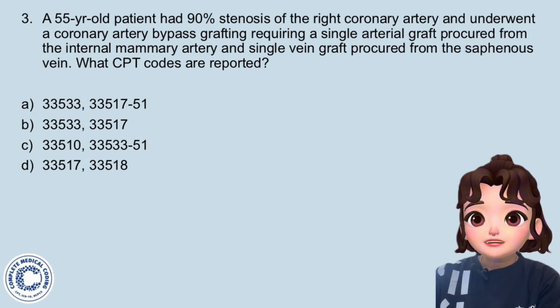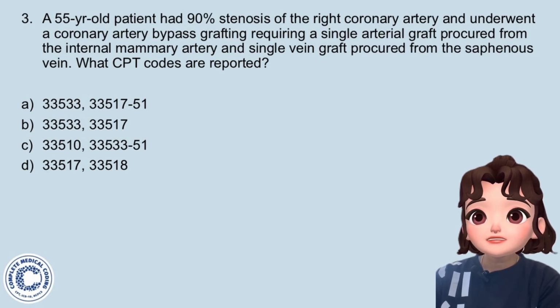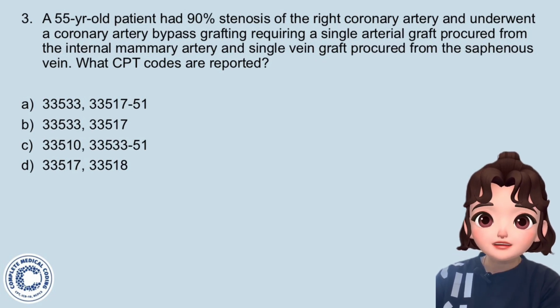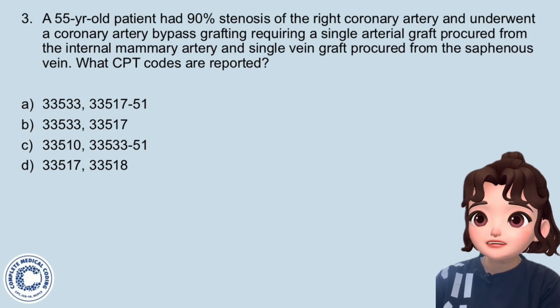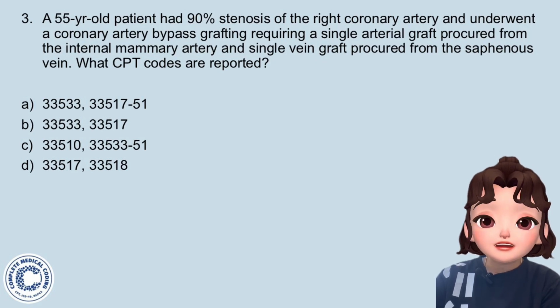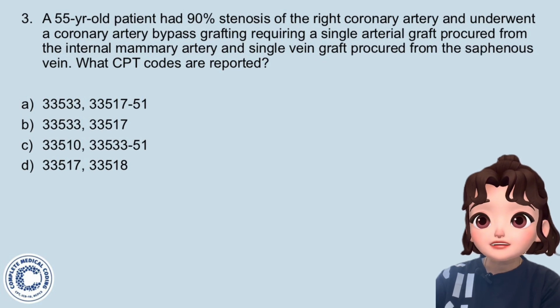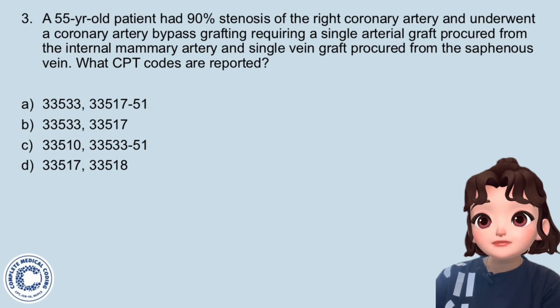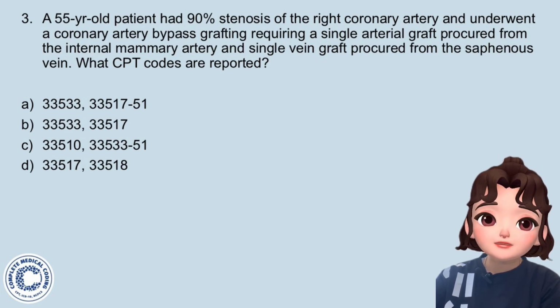Now, third question. A 55-year-old patient had 90% stenosis of the right coronary artery and underwent a coronary artery bypass grafting. You may get it as short form also, CABG. Coronary artery bypass grafting, requiring a single arterial graft procured from the internal mammary artery, and a single vein graft procured from the saphenous vein. What CPT codes are reported?